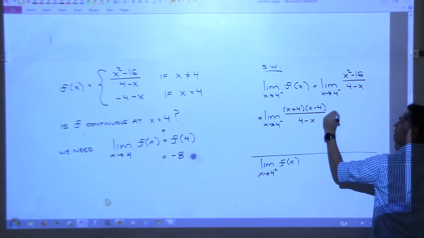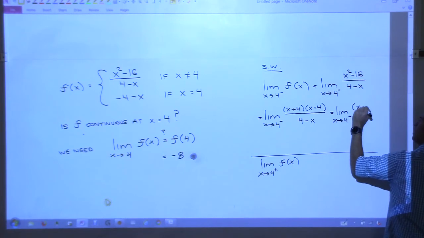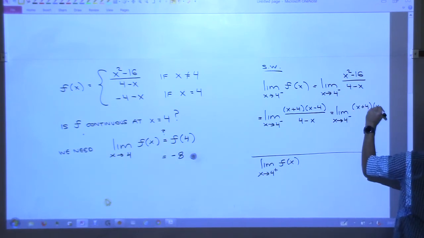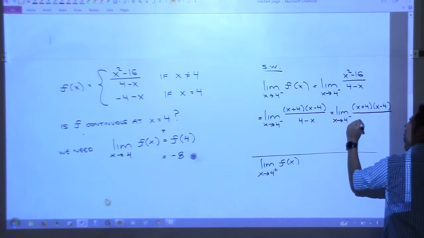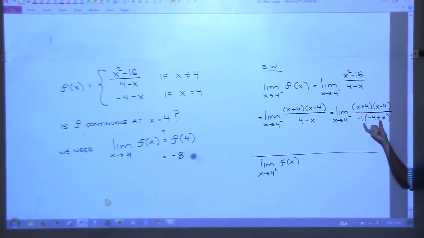So I'll do that. Limit as x approaches 4 from the left. I'll factor a negative out of the bottom one. Is that all right with you? Okay, so if I factor a negative 1 out of the bottom, I'm going to be left with negative 4 plus x. So this is algebraically the same expression. And now these two cancel, don't they? They're exactly the same. Try direct substitution again. What happens if I plug 4 into this over negative 1? What do I get? -8.